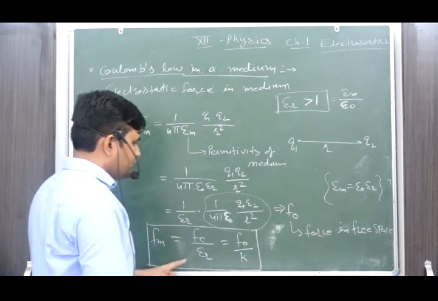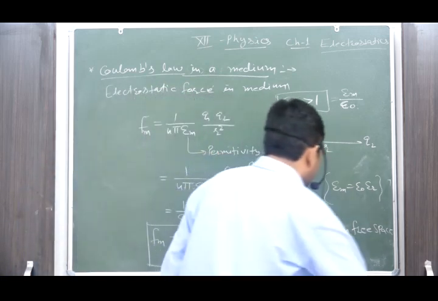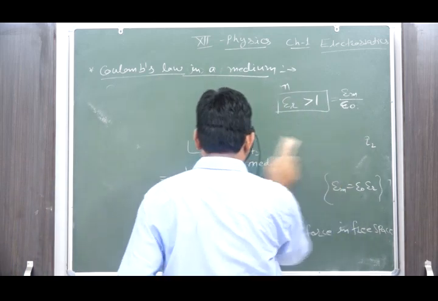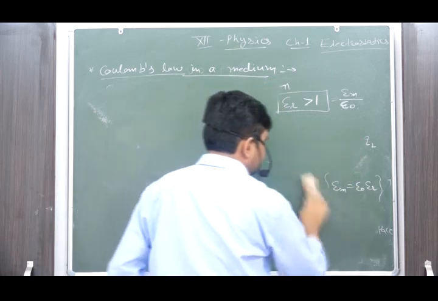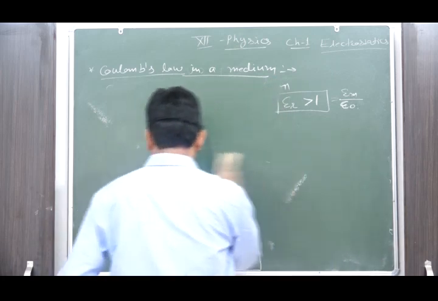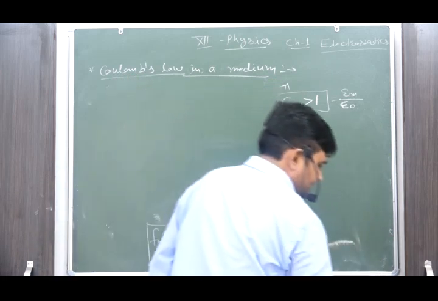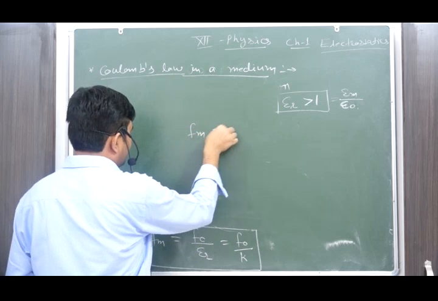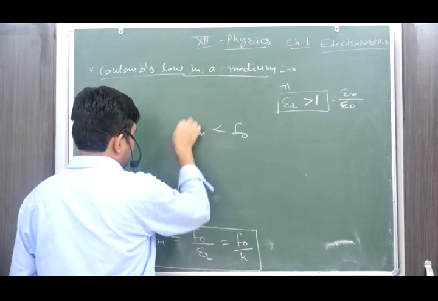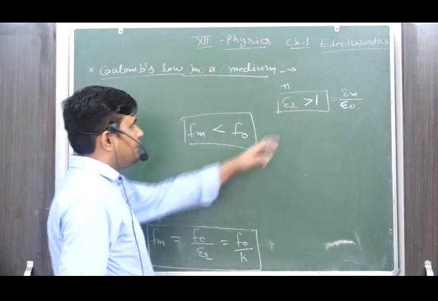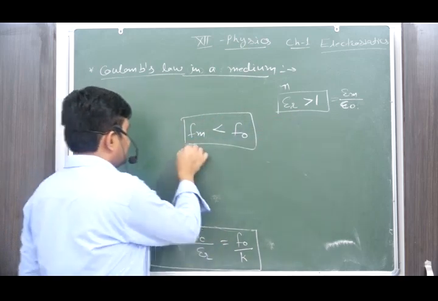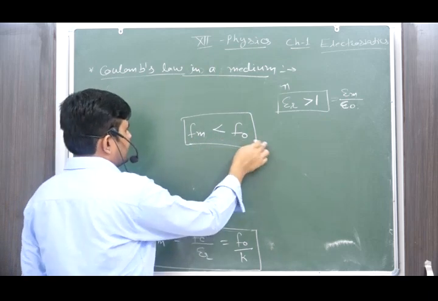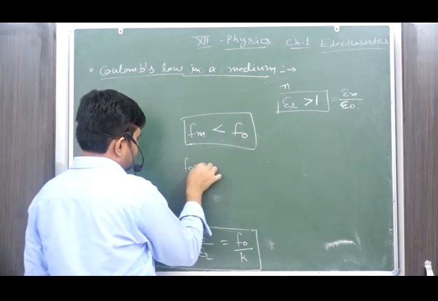That's why, since epsilon r is always greater than 1, the formulation gives the concluded result. Now the conclusion of today's class: here Fm is always less than F naught. Because epsilon r or K is greater than 1, the force in the medium is always less than the force in free space.